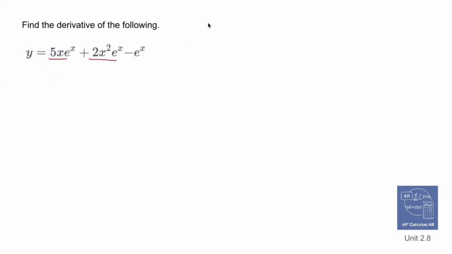Let me remind you of what the product rule is. The product rule says if you multiply two functions together, and I like to call one u, I like to call the other one v, you take the derivative of the first one, multiply the second one as is, plus take the derivative of the second one, multiply the first one as is.